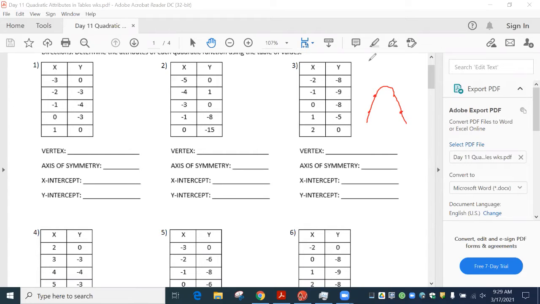And that's what we want you to notice today, these patterns and how they help us identify some of these things, okay? So first off, the vertex. The vertex is always in the middle of this pattern. So I want you to look at the Y's right here and see if you notice a pattern, okay? The vertex is going to be in the middle of this pattern. Does anybody see a pattern on this?